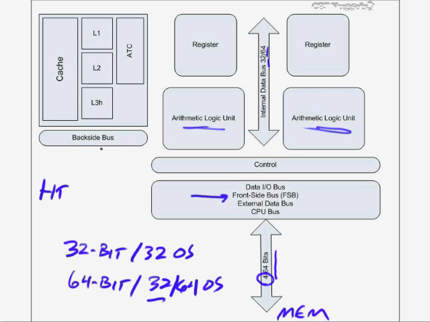And then over here on the left-hand side, we have something called the backside bus, which is primarily the interface between this whole cache system that we see over here and the rest of the processor over here on the right. You see, what happens is a lot of the data that is processed in and out of a system is going to be repetitious.